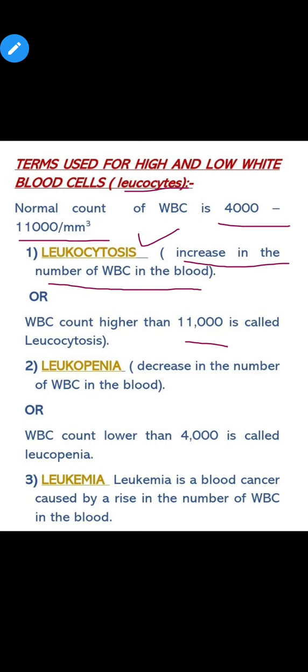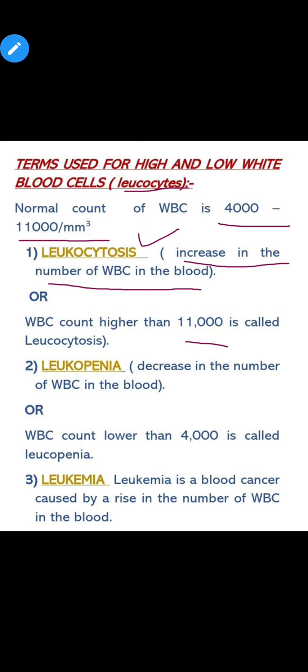So leukocytosis means you have a high white blood cell count. This means you have more WBCs than normal. And leukocytosis is a normal immune response and is not always a cause for concern. Most of the time it means that your body is fighting off infection or inflammation.